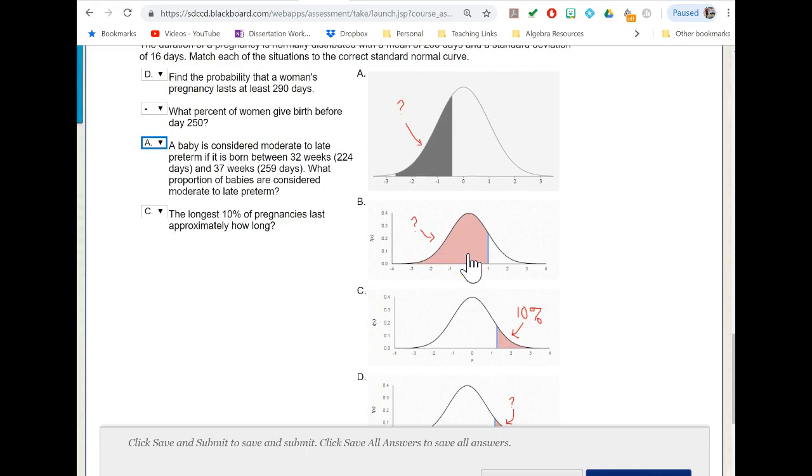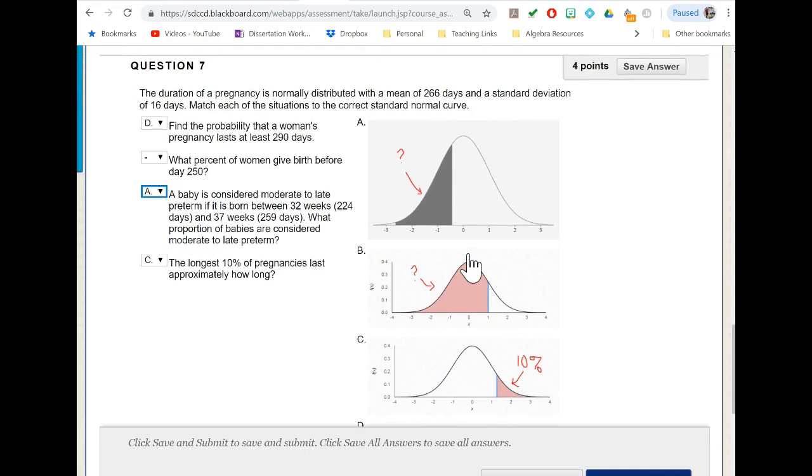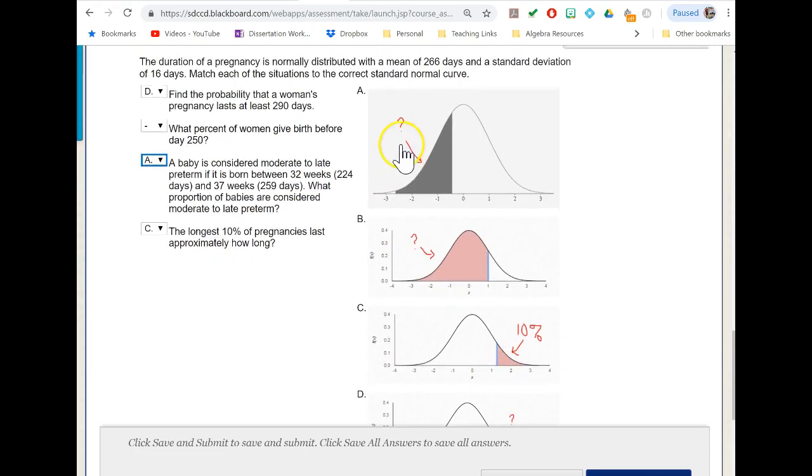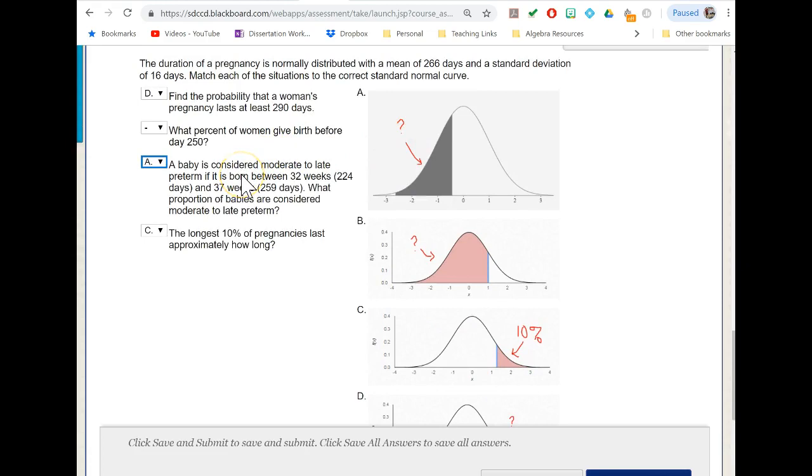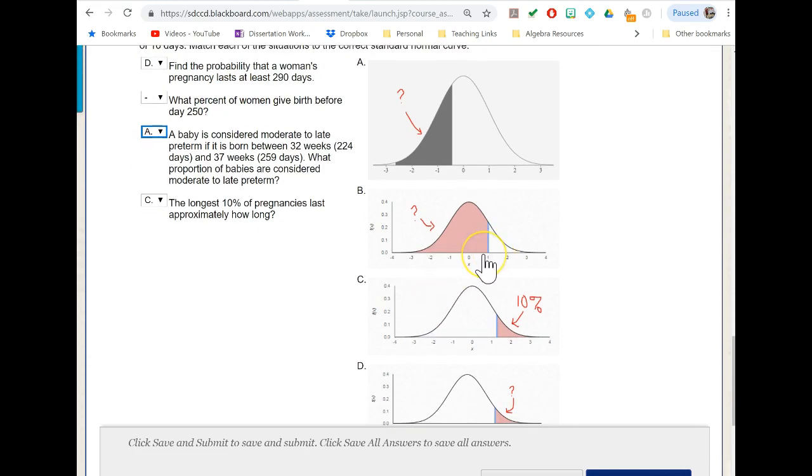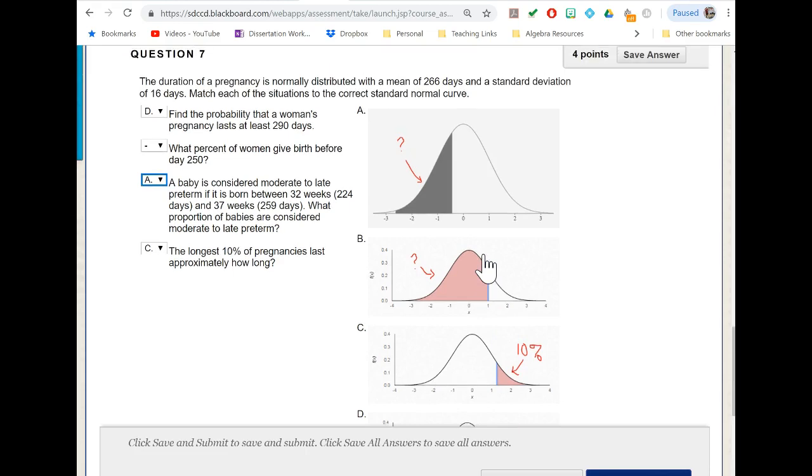What? Did I screw this up somehow? Percent, at least 290. That's good. Feel good about A. My brain is working slowly. What percent gives birth before 250? That's off. That can't be B. Huh. You guys are now watching me make a mistake. What the hell? I will have to re-edit those. How did I screw this up?